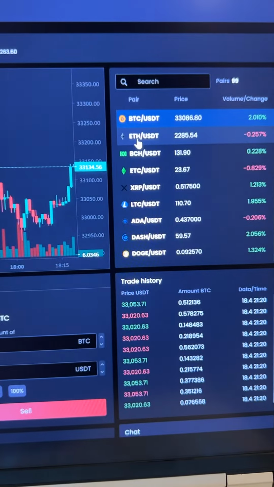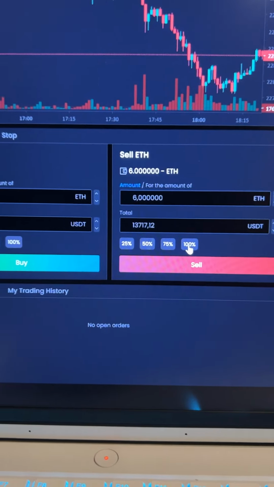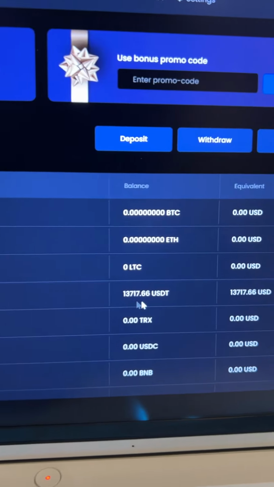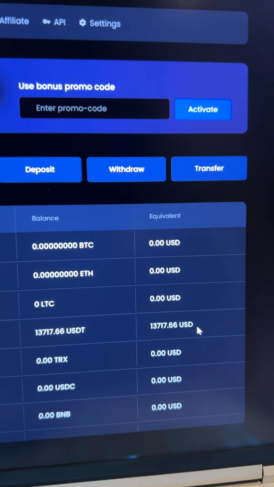Now we are moving into trading to sell it all. Select Ethereum, enter the entire amount, and click sell. Now we have the sum in USDT. Let's go to the wallet and withdraw it.